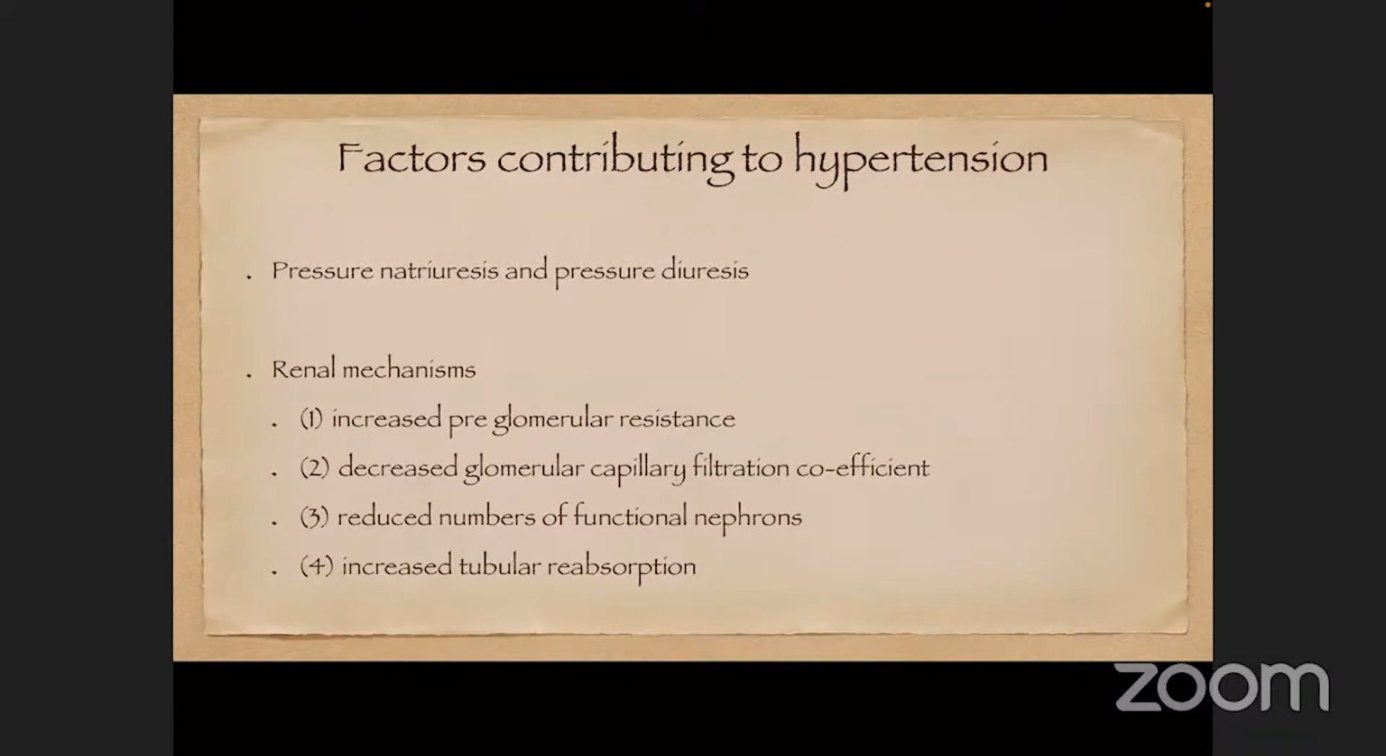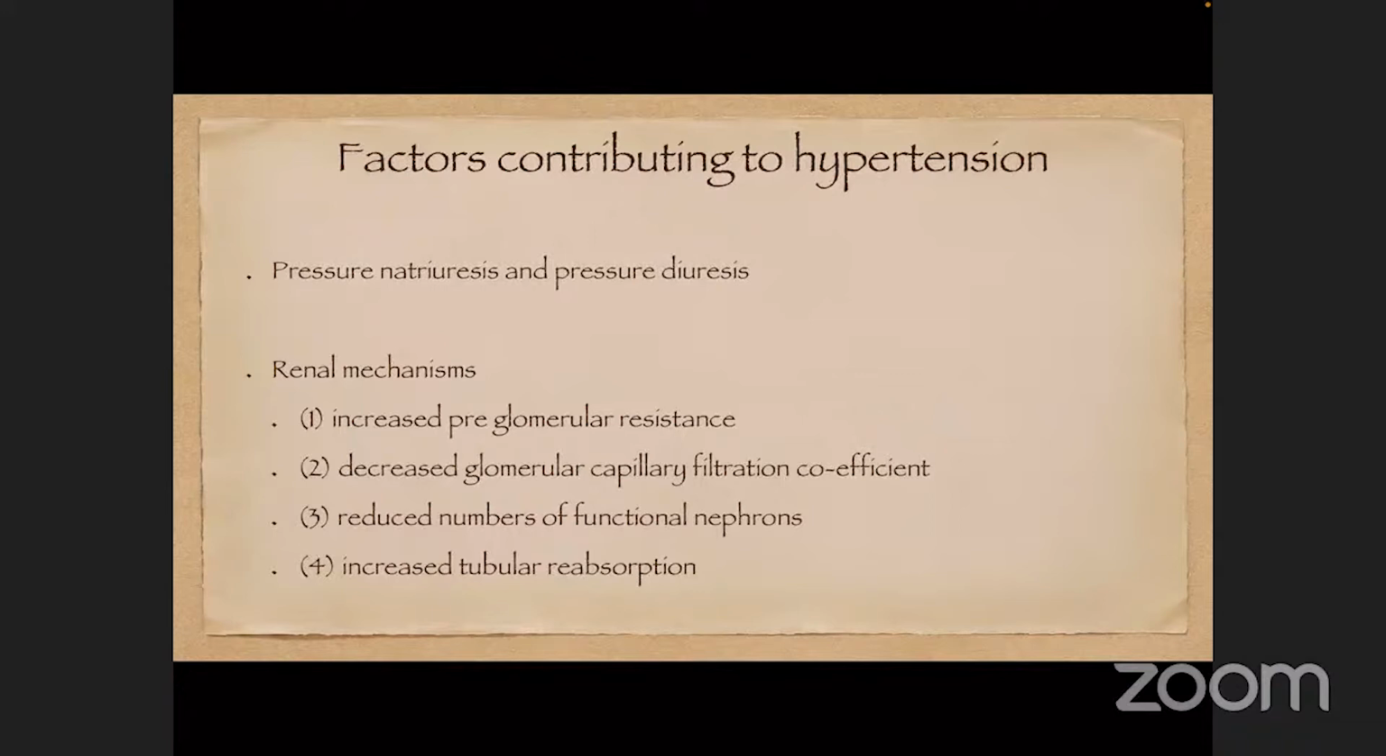So here I'm going to talk about the mechanisms which lead to hypertension. So if you have a situation in which the pre-glomerular resistance is high, which means the afferent arterial blood pressure is on the higher side, so there is reduced blood flow to the kidneys, and prior to reaching the glomeruli, the pressure is high. So that is one mechanism which will contribute to hypertension. We will look at each one of them. Another one is if there is reduced glomerular capillary filtration coefficient, reduced number of functional nephrons, and increased tubular reabsorption.